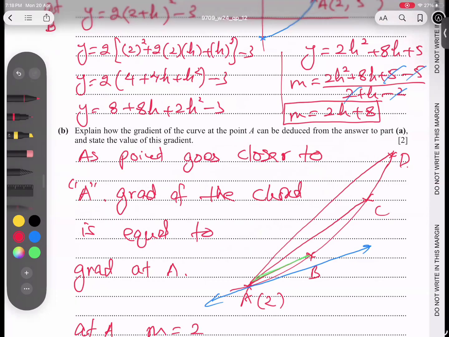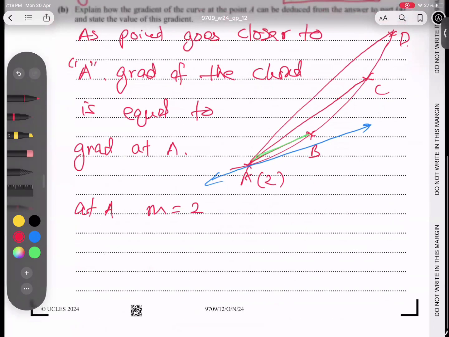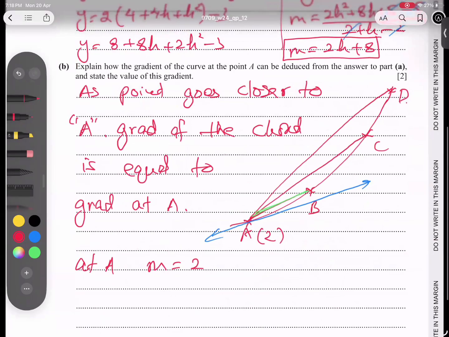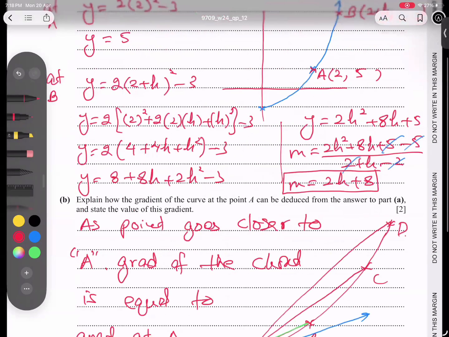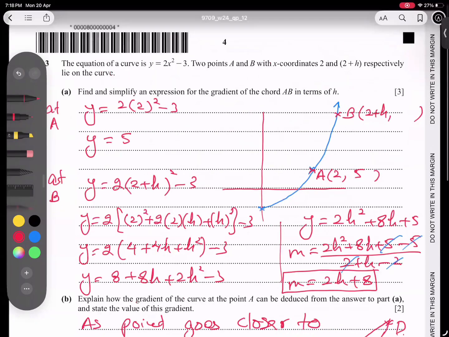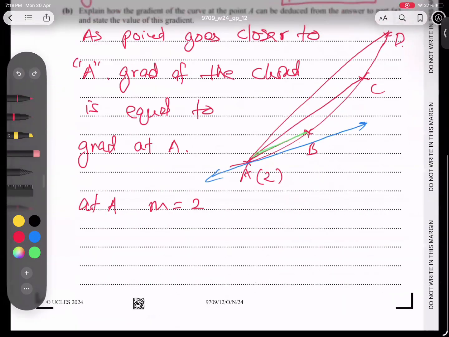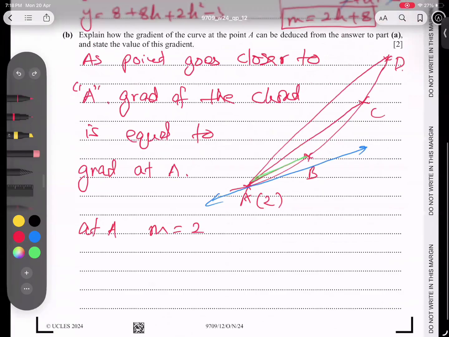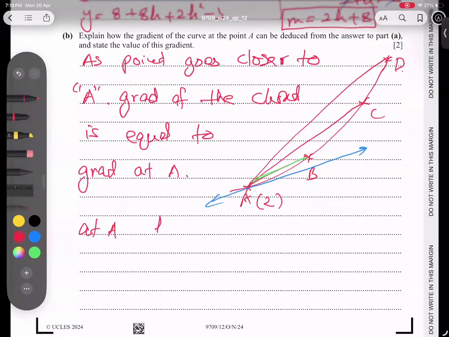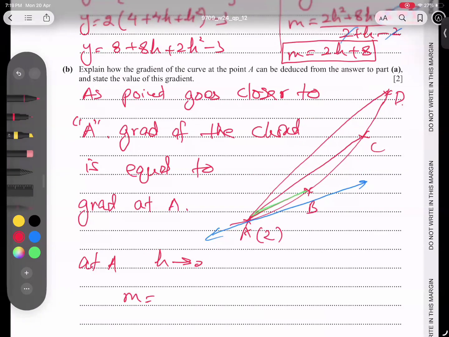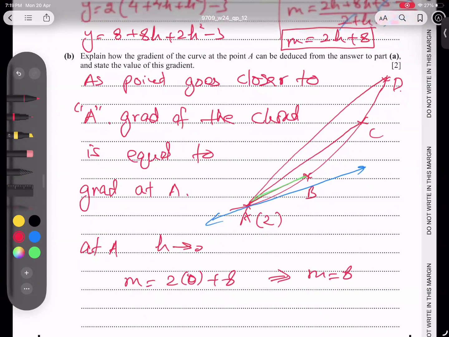Yes, correct. And what is h, students? h is the gap between them. So as the point comes closer, h will become 0. So when I plug in 0 there, the gradient becomes 2 times 0 plus 8, and I got 8. It means the statement he was asking, how the gradient of the curve at A can be deduced from the part and state the value, that I just explained.